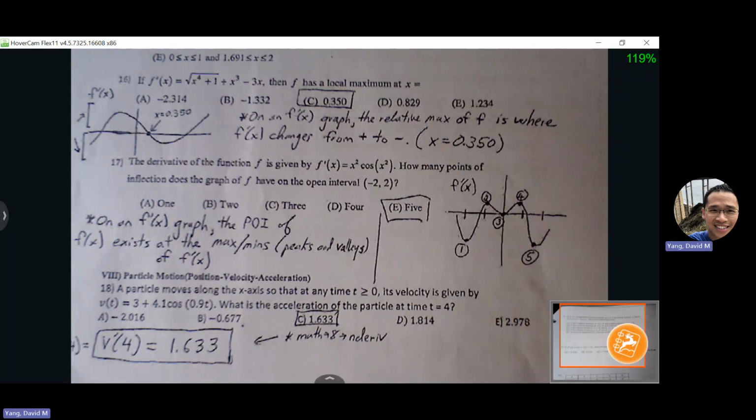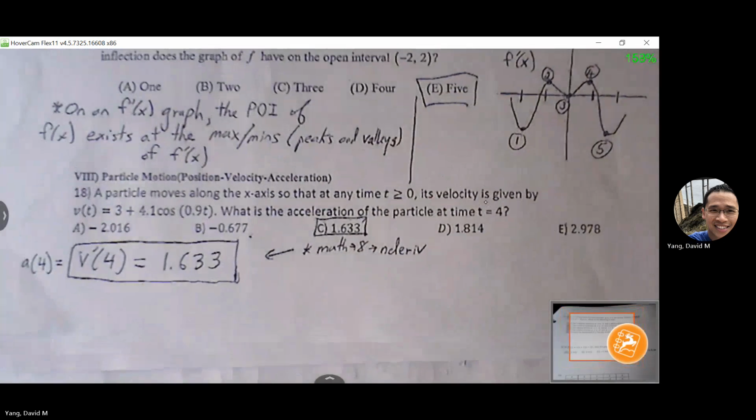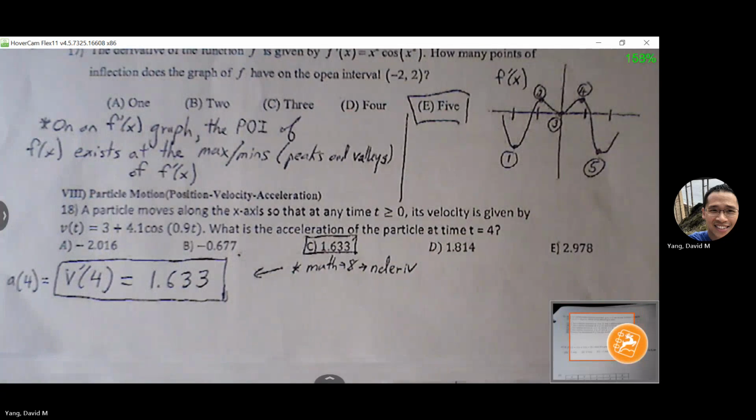Number 18. A particle moves along the x-axis so that at time t greater than 0, its velocity is given by v of t. So we have v of t here. What is the acceleration? Acceleration, you know, is the first derivative of velocity. So we just do v prime of 4.